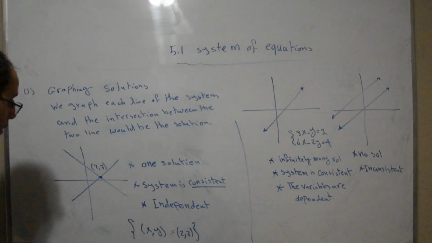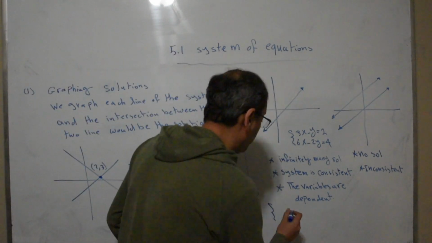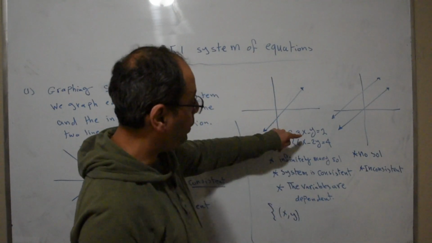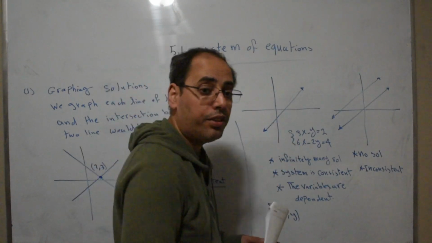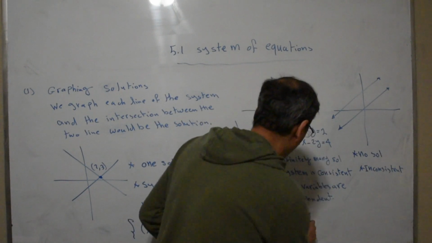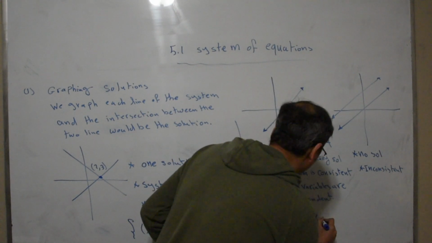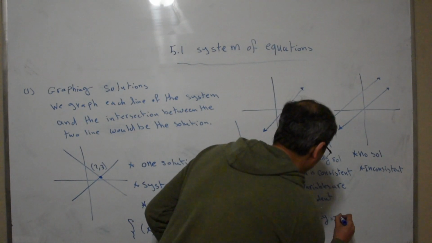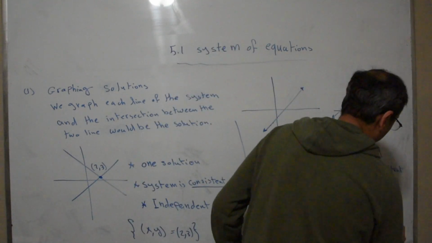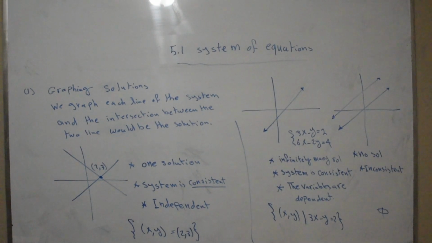The second one, you write x and y, and they are dependent, so you write any of these equations. So (x, y) such that 3x minus y equals 2. And here there is no solution, so I'm going to call it the empty set. Okay? All right.